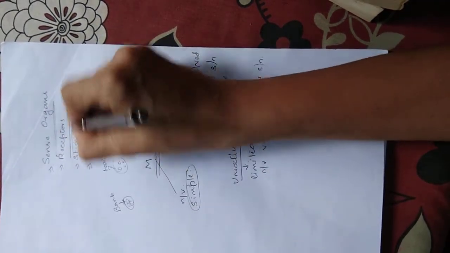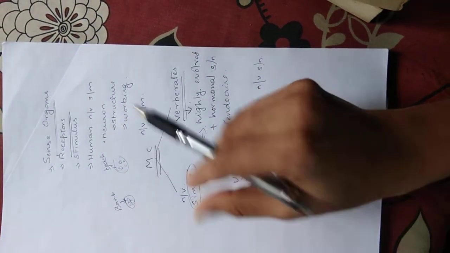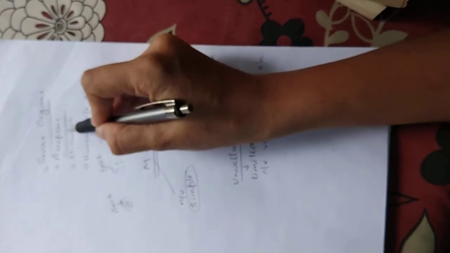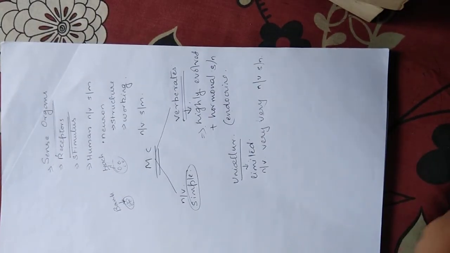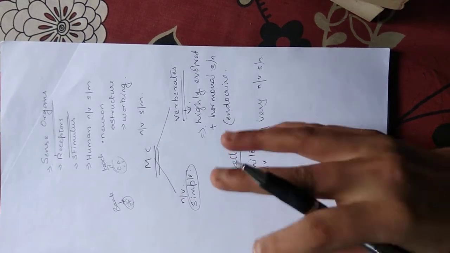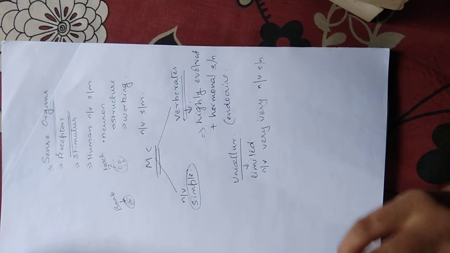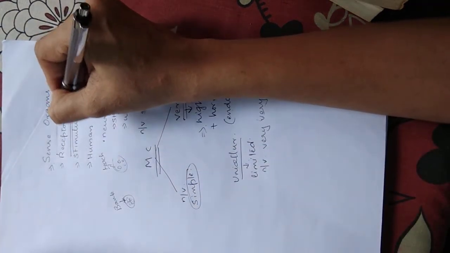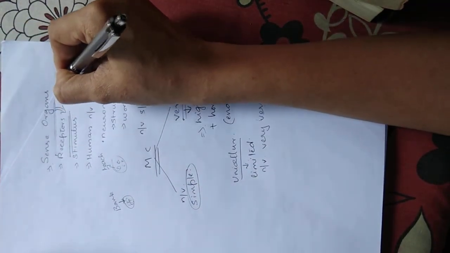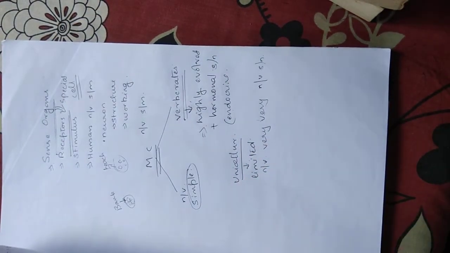Now, what is meant by a receptor? I already told you, some cells will be specialized to do some functions. So some cells in human beings, or for that matter in animals, act as receptors. They are very special cells. Inside the sense organs, there are very special cells known as receptors. They help us understand the stimulus.